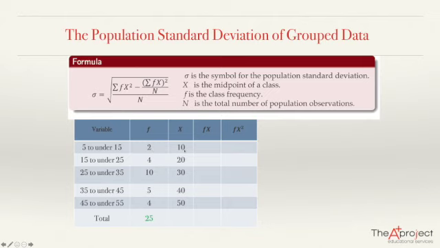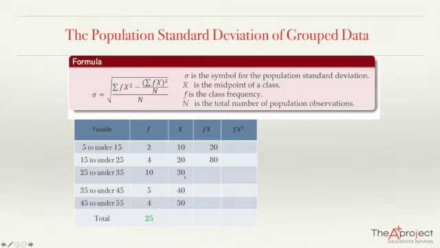Just see the two numbers in the row, 2 times 10. This is the frequency, this is the midpoint. This is f, this is x. 2 times 10 equals 20. Then 4 times 20 is 80. I'm going to type 80 here.